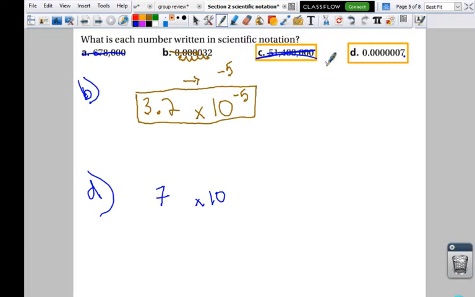Move the decimal to the right. So should that be a positive 7 or negative 7? Negative there. Yeah, perfect. Alright, let's go over this one.